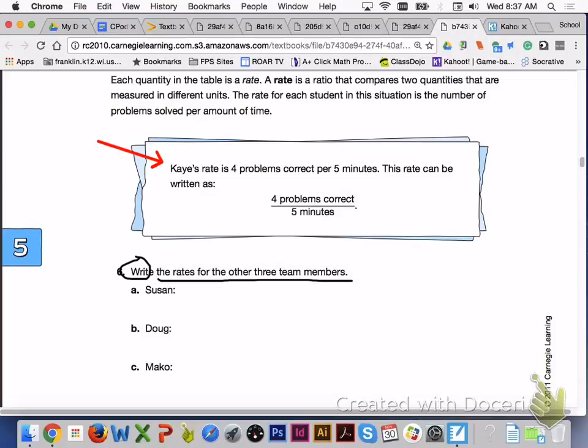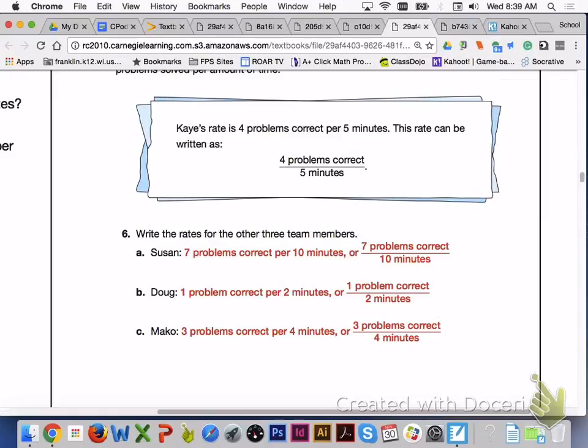Please answer number 6, letters A through C, with your group members. Susan's rate would be 7 problems correct per 10 minutes. Doug's rate, 1 problem correct per 2 minutes. And Mako's rate, 3 problems correct per 4 minutes.